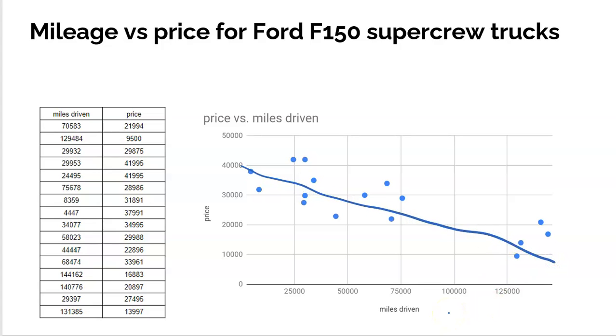The data looks to be negative, somewhat strong, and pretty linear. It's not perfect, but it's not a curve, right? And the data shows that the more miles that are on a truck, the lower it's going to sell for. I mean, come on, that's common sense. If a car has a lot of miles on it, it's going to cost less money. And the model certainly shows that.